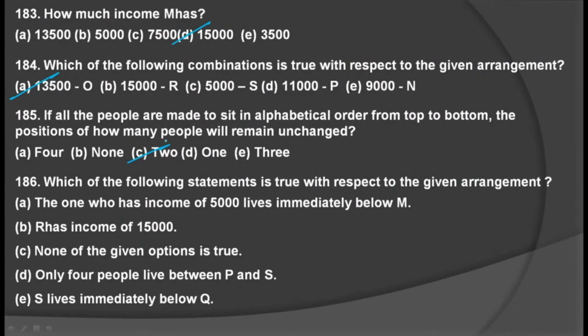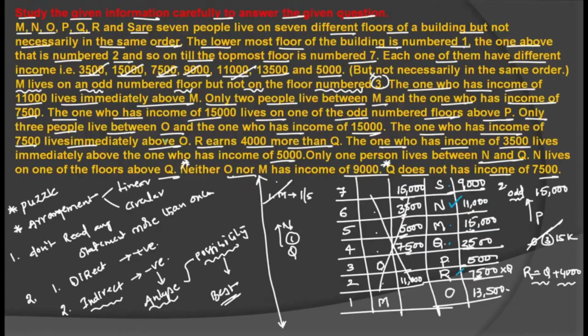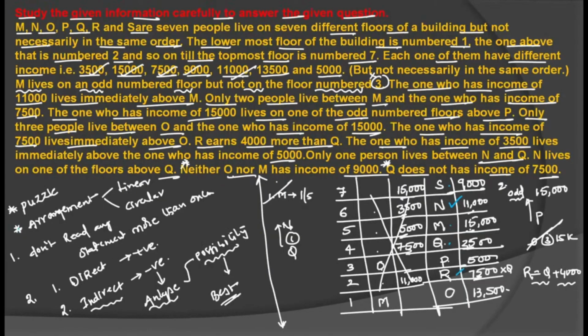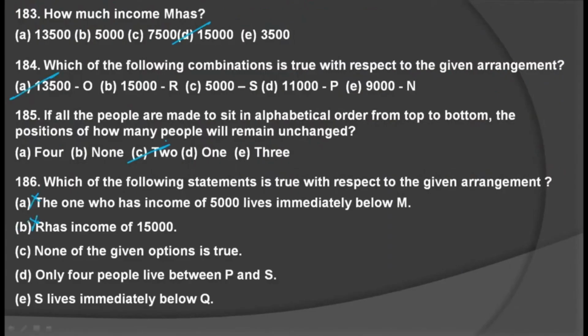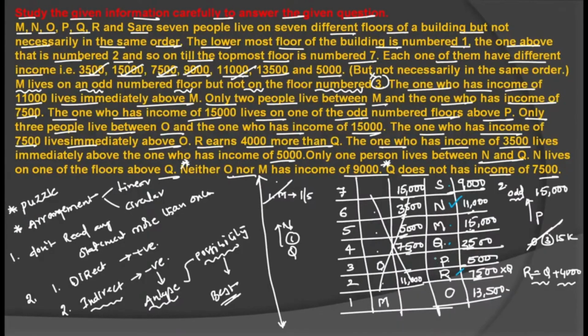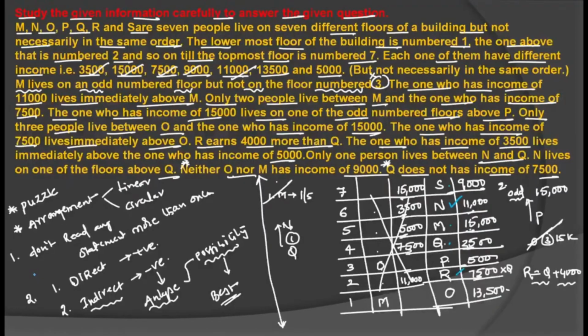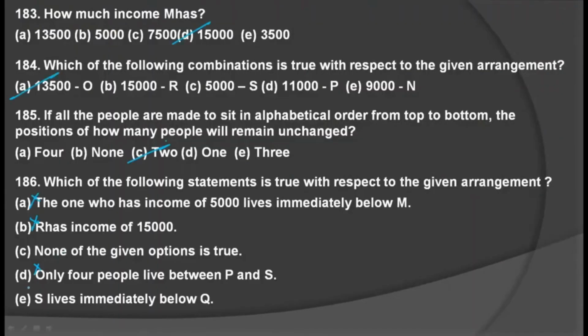Which of the following statements is true with respect to the given arrangement? The one who has income of 5,000 is immediately above M. Wrong. R has income of 15,000 as per the arrangement, and M has 15,000. Only four people between P and S? Check it out. How many persons are there? Only three persons. It is also wrong. S lives immediately below Q. All the respective options are wrong as per our arrangement. You can choose: none of the given options is true.